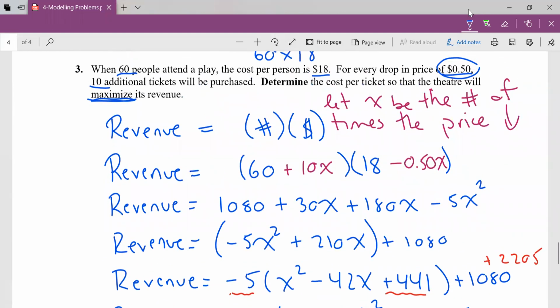Okay, so again, for a revenue question, revenue is numbers times dollars, and then change your function based on what you're doing to the price.